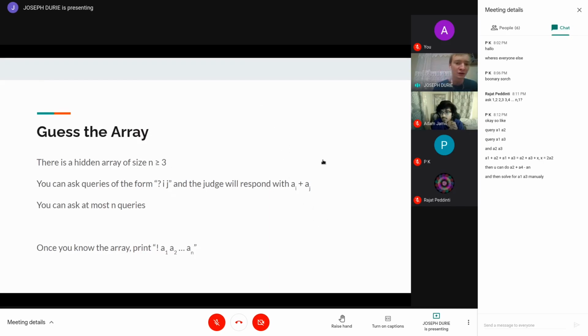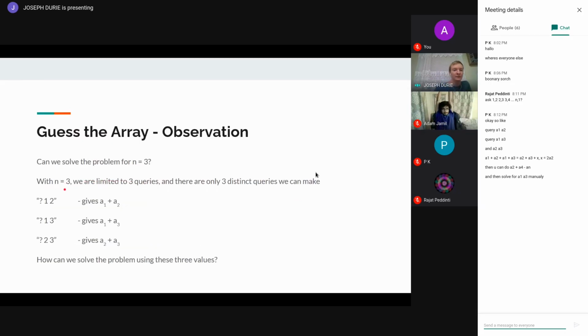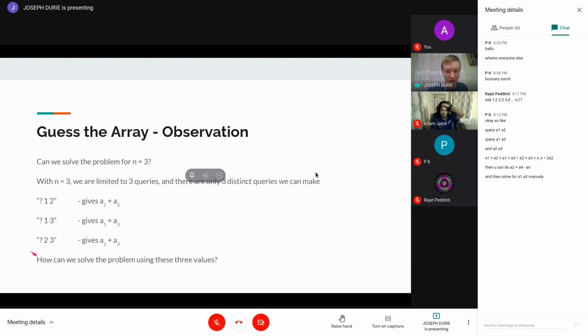So the thing we can notice is that first, let's solve the problem for n equals 3, right? Because that's one case we have to solve. So when n equals 3, you only have 3 queries, and there's actually only 3 distinct queries you can do, right? Because you could also query 2, 1 or 3, 1, but those are just going to give you the same information you already have. So there's only 3 meaningful queries you can give, which are 1, 2, 1, 3, and 2, 3. So then the question is, how do we solve the problem using just these 3 values?